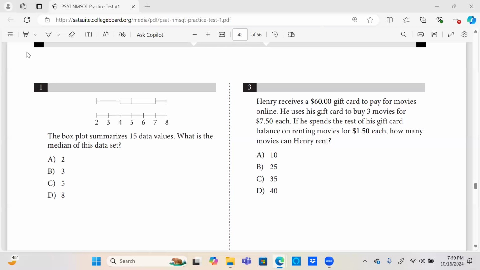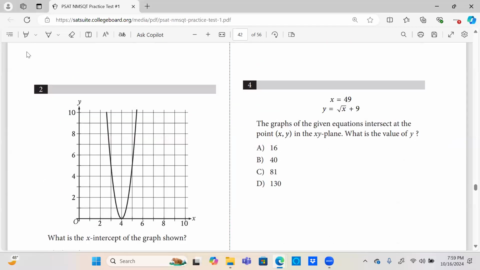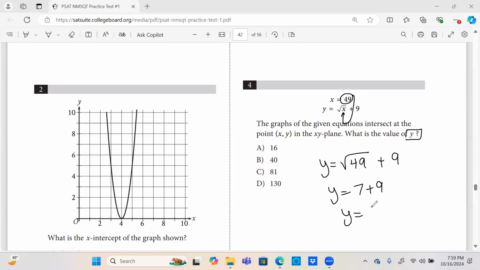Number 4, we have a system: x equals 49 and y equals the square root of x plus 9. Where do these intersect? What is the value of y? We're going to take the x and plug it in, direct substitution. So y is the square root of 49 plus 9. y is 7 plus 9. y is 16. So we just took the x and plugged it in.